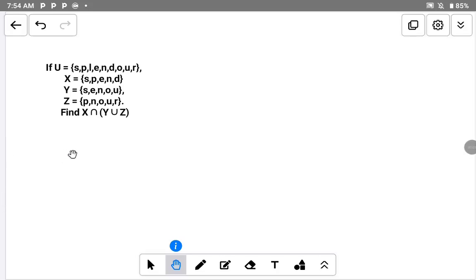Okay, guys, welcome back to today's mathematics lesson for this upcoming week, for JAMB and also your next examination. So let's solve this question and see how we can solve it. This is on set theory.